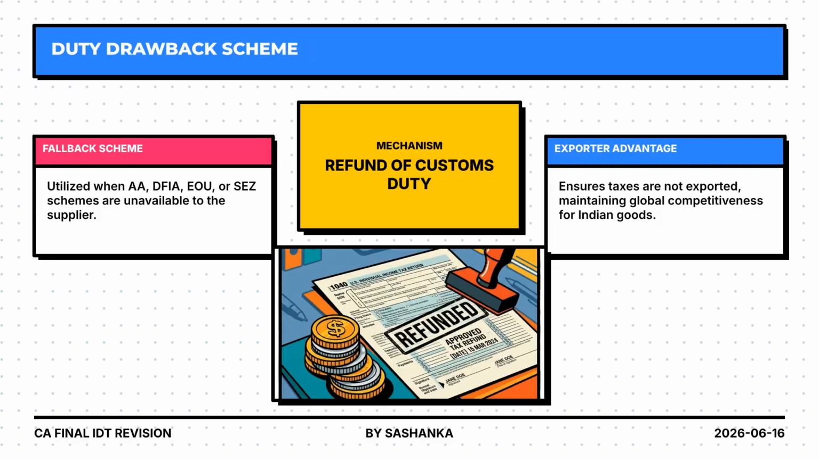Now let's move to duty drawback, which acts as a fallback export incentive. Suppose a supplier cannot avail schemes like Advance Authorization, DFIA, EOU, SEZ, or manufacture under bond. In such situations, duty drawback becomes available. The objective is simple: refund the customs duty paid on imported inputs used in exported goods. This ensures that taxes do not become part of export prices and Indian goods remain competitive globally. In other words, exporters should compete based on product quality and efficiency, not carry the burden of embedded customs duties.